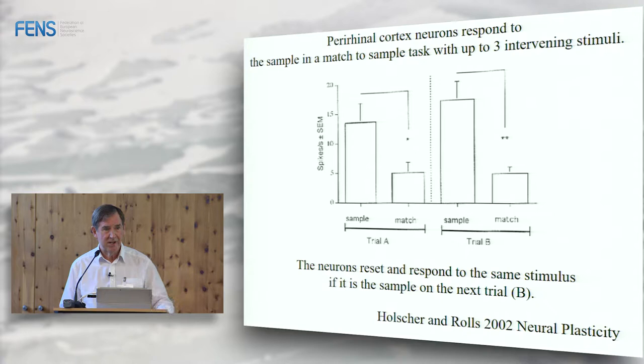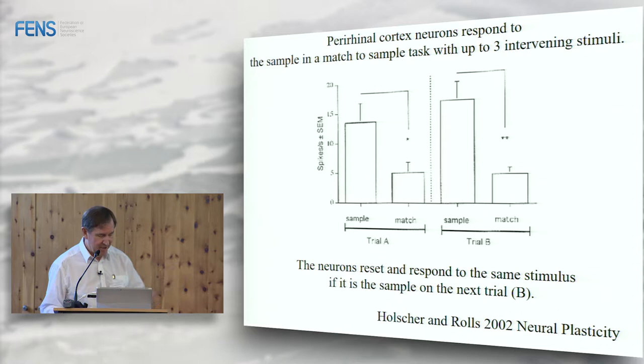So notice there are two sorts of memory being implemented in perirhinal cortex. A short-term recognition one with bigger responses to novel than to familiar stimuli over a set of about four. And these neurons reset at the start of every new trial.